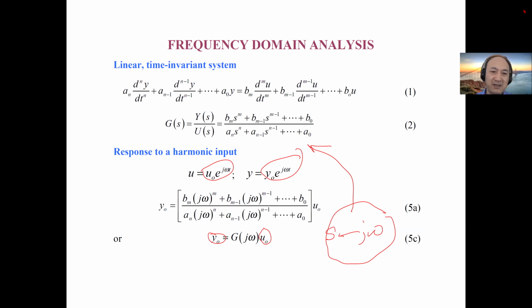That is, you assume that you have a harmonic cosine and sine. It's a complex number. Then the output is also a complex number, with the same omega. So this is the response to the harmonic input. Then if we take the real part, it's a cosine, and the imaginary part is sine. So you put it in, then you have this relationship.